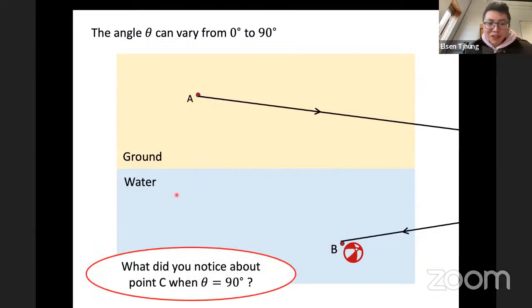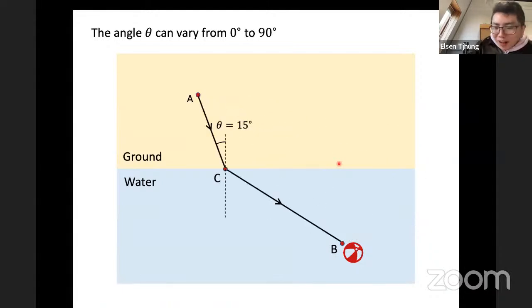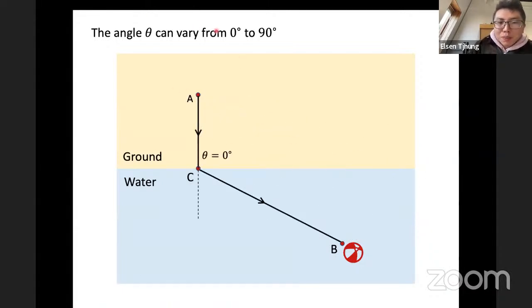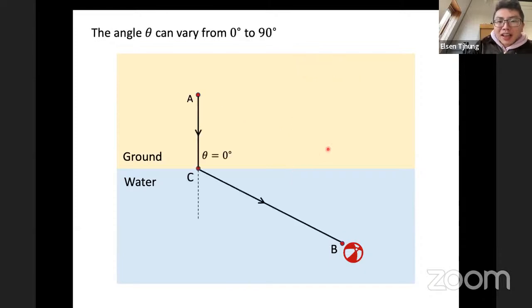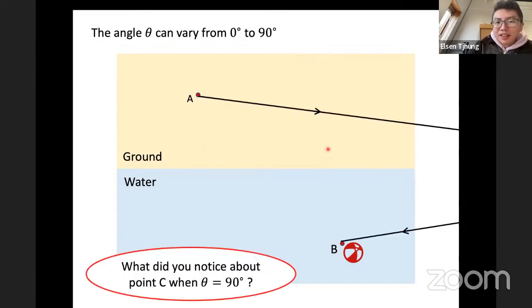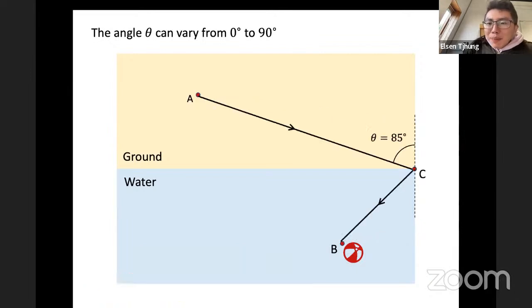So basically, what can you notice about the point C when the angle theta is 90 degrees? Maybe I can play the animation again. So basically, we define an angle theta, the turning angle theta, which is how much you have to turn once you reach the shore. This angle can vary from 0 to 90 degrees. So what did you notice about point C when the angle theta is equal to 90 degrees? So please type on the live chat. Maybe I can play the animation again.